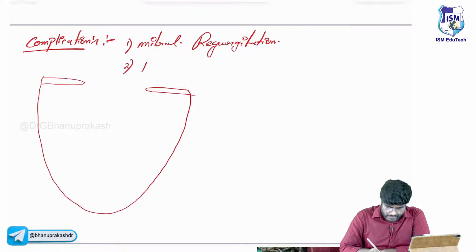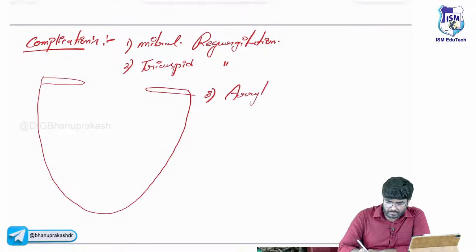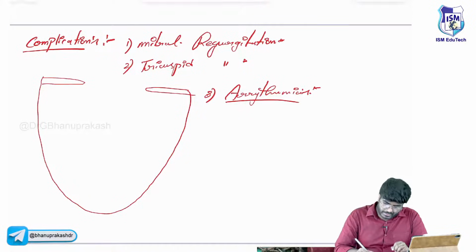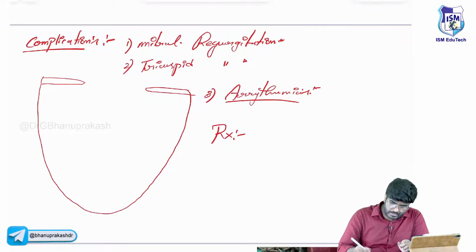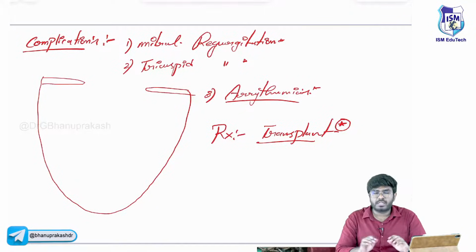On the right side, you can have tricuspid regurgitation, and this dilated myocardium is more arrhythmogenic. They will develop arrhythmias. So mitral regurgitation, tricuspid regurgitation, and arrhythmias are going to be seen. So what is the treatment? Treatment in this condition is going to be transplantation. You need to go for heart transplantation. That's the best option available.